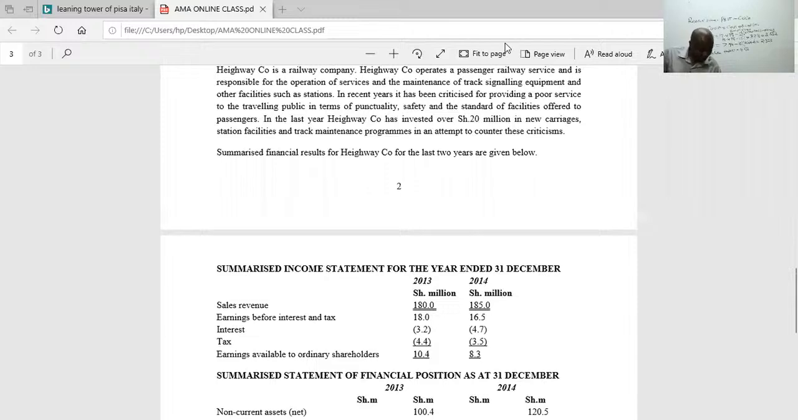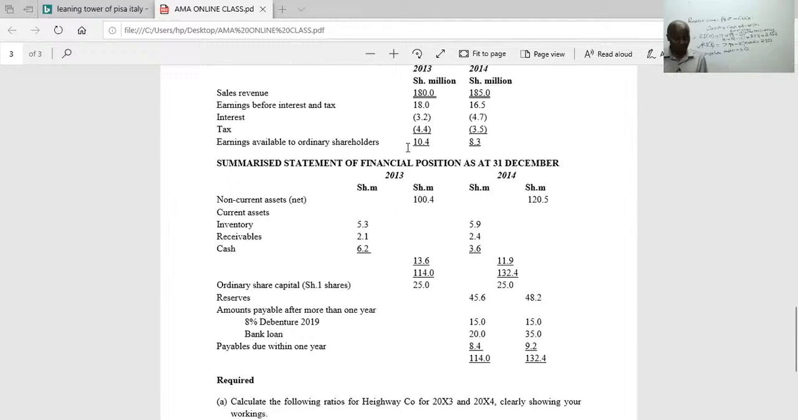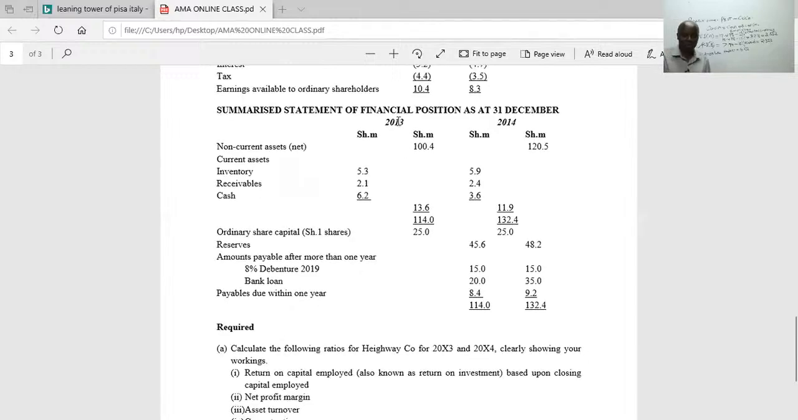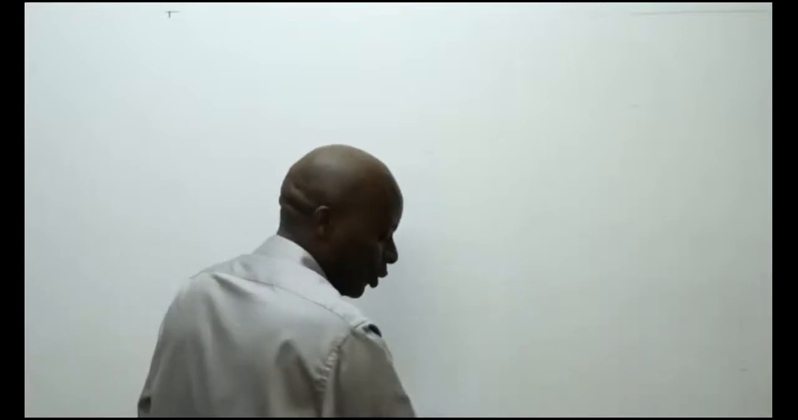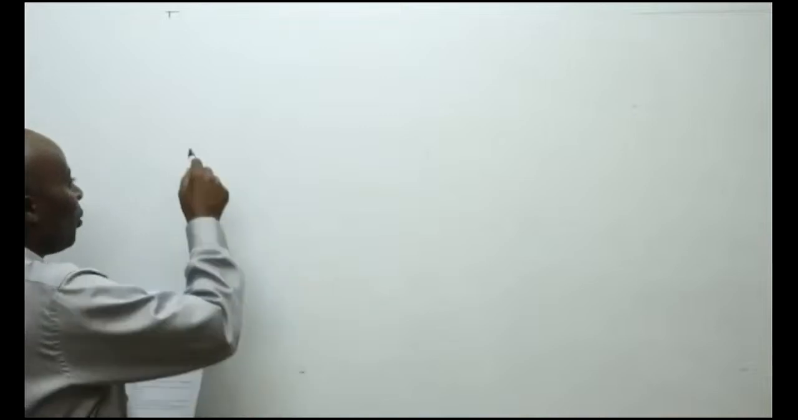So don't even scroll from the beginning. What is important here is the balance sheet, the statement of financial position. This is the most important part. In calculations of ROCE, I don't want so much information. I only need the statement of financial position to get the capital employed, and then, of course, the income statement for profit. So come and give us the ROCE here.